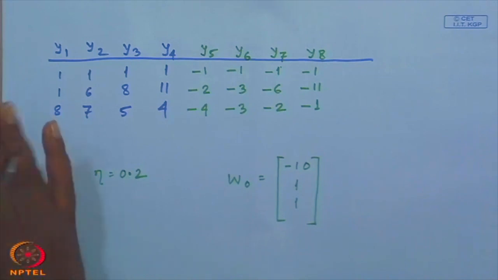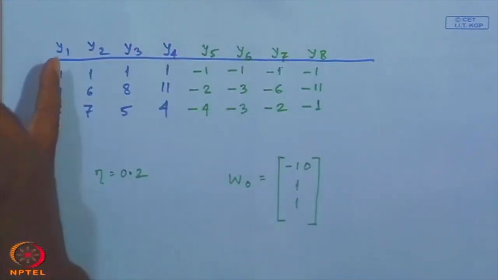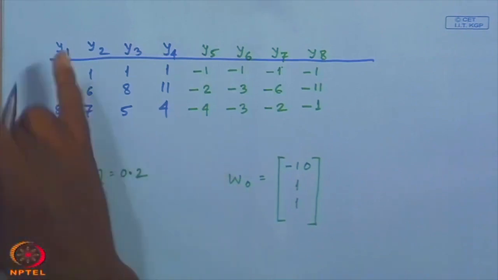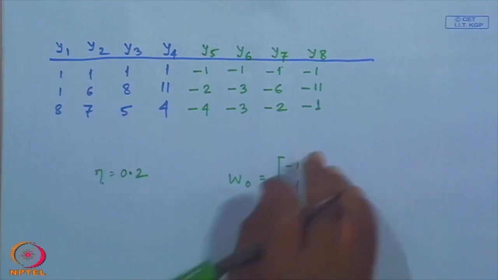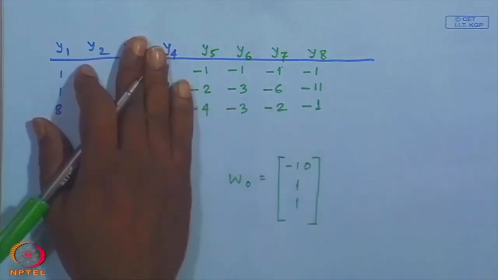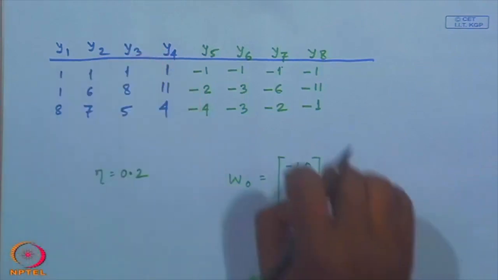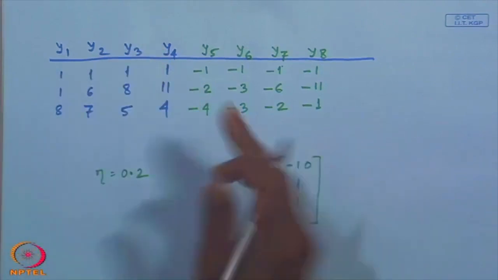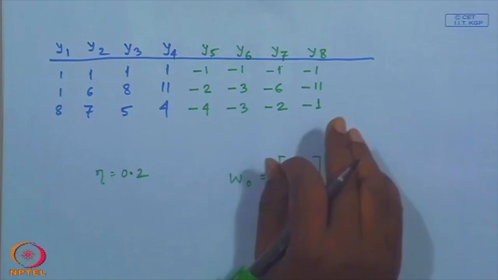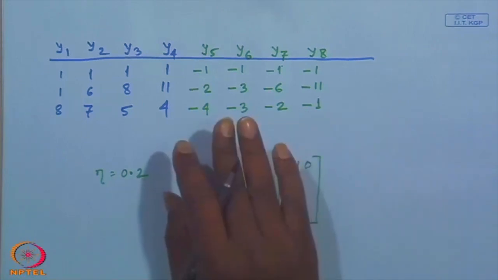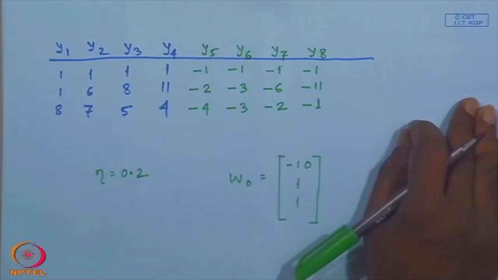Then for each of these samples y, if W transpose y is positive, that sample is correctly classified by this weight vector. If W transpose y is negative for any y, then that sample y is misclassified by this weight vector. So I have to identify all those samples y which are misclassified, for which W transpose y is less than 0. Those misclassified samples are to be used in my gradient descent procedure for modification of the weight vector W.